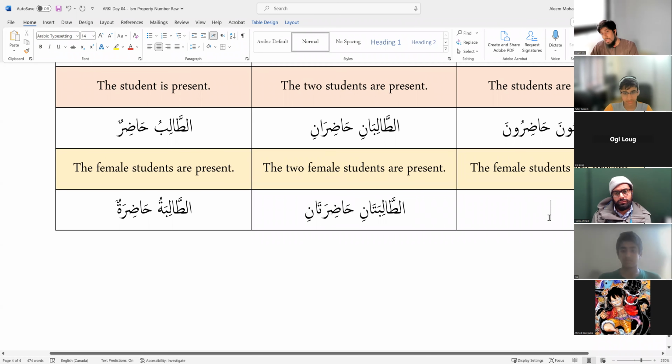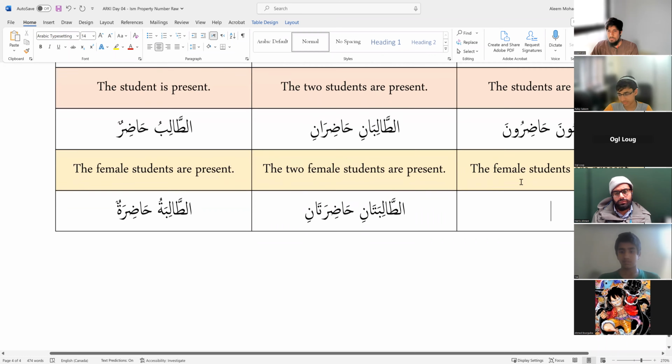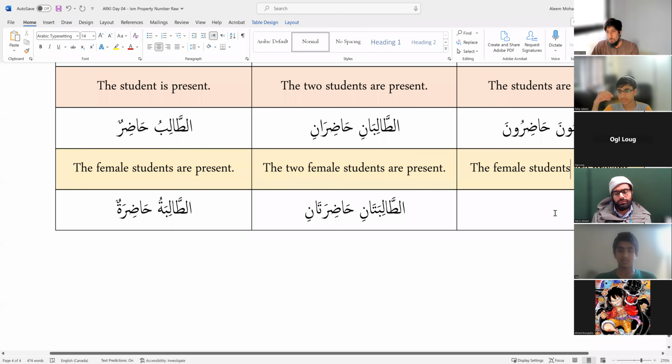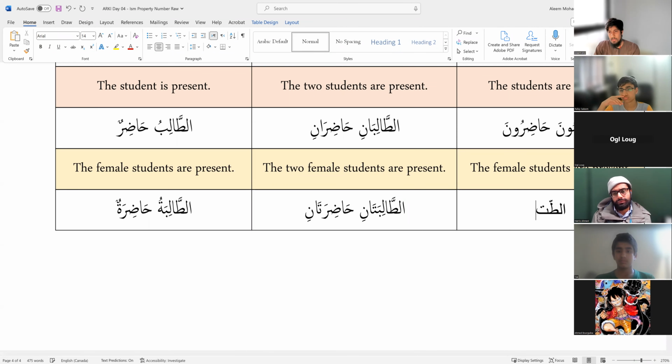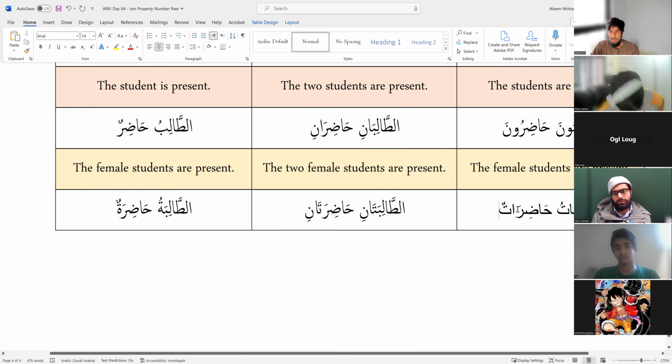Now, if we want to bring it into the plural case, right? So the female students, this refers to three or more. Then how do we do that? We would say al-talibatu, right? Remember, it's an atu ending. And then hadiratun, right? Atun ending. And that will show that it's in a state of rafa for the female plural, right?